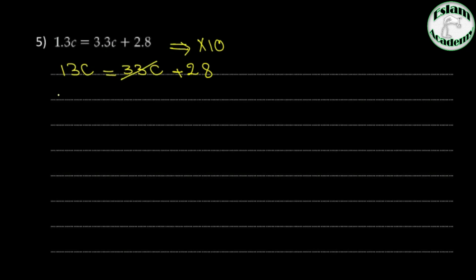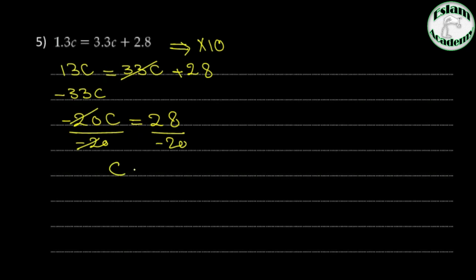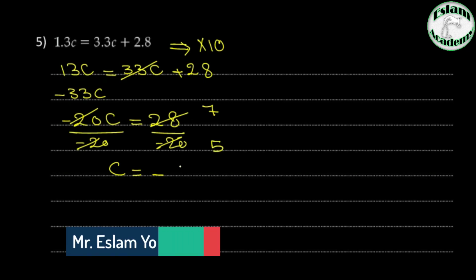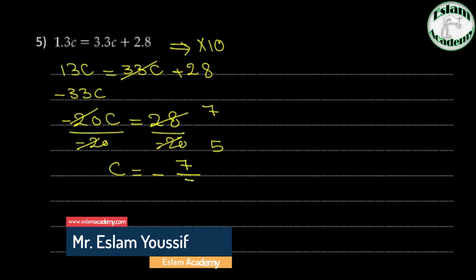Now we can subtract 33c. So 13c minus 33c equals negative 20c, equals 28. We can divide by negative 20 on both sides. Cancel negative 20. So c equals positive divided by negative, equals negative. Divided by 4 equals 7. Divided by 4 equals 5. So the answer now will be negative 7 over 5.